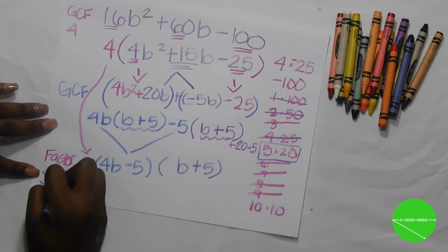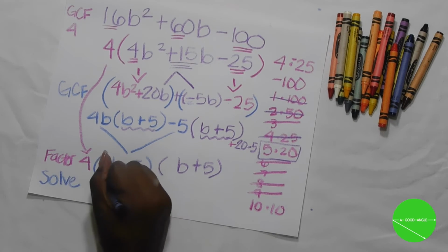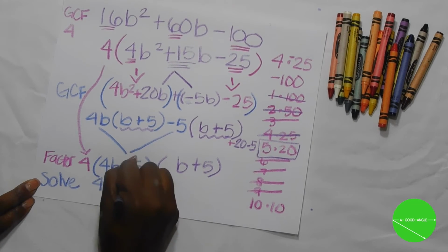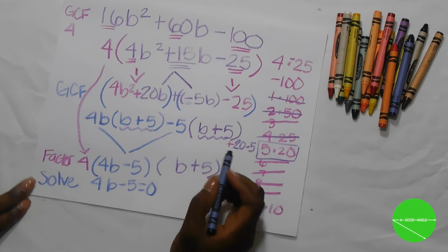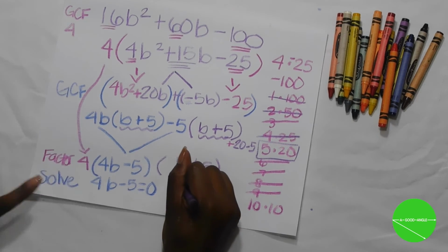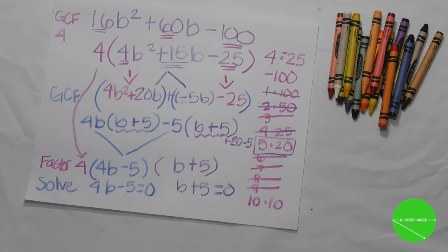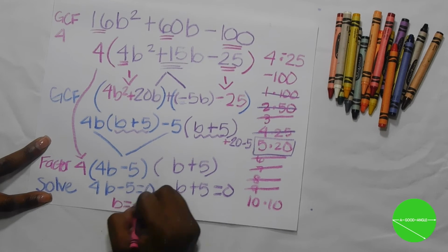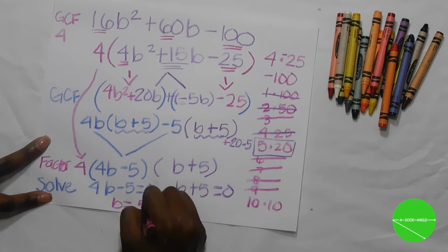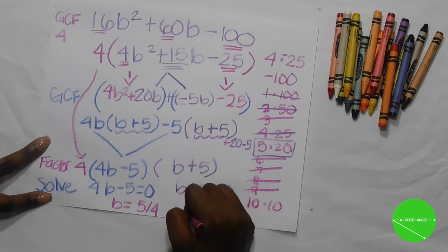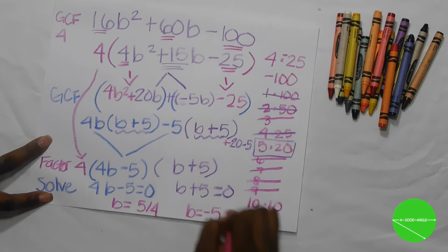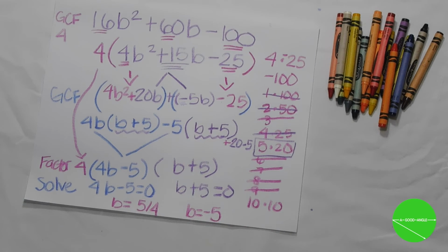And then solve. Just set the parentheses equal to 0 when you're solving, because that 4 set equal to 0 is 4 equals 0, and that doesn't make any sense. So solve those parentheses. Once you do that, b is going to equal 5/4, and b is going to equal negative 5. And like magic, you have an answer.